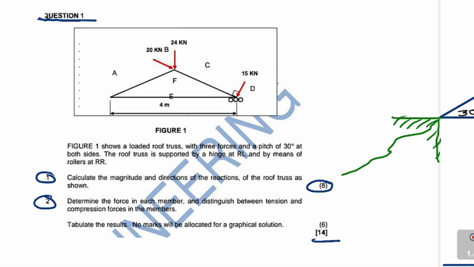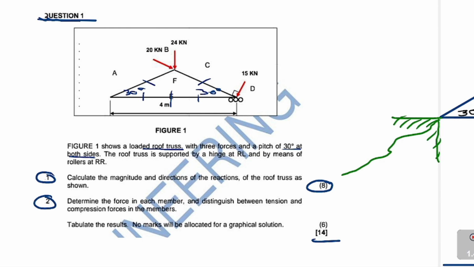So the question reads, it says that figure 1, which is what we see, shows a loaded roof truss with 3 forces and a pitch of 30 degrees at both sides. So that means 30 degrees here and 30 degrees on this side here. So guys, what we know about properties of triangles is that if these two angles are the same, that means the length of this side and the length of that side is also the same. Okay, right? So you just need to know that. What else are they saying?